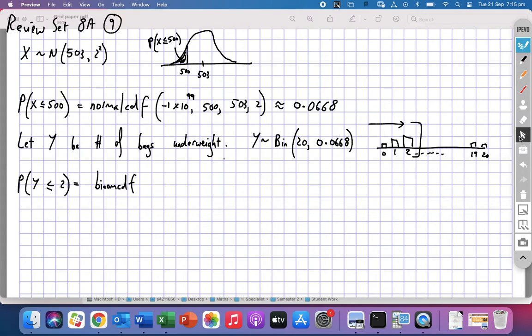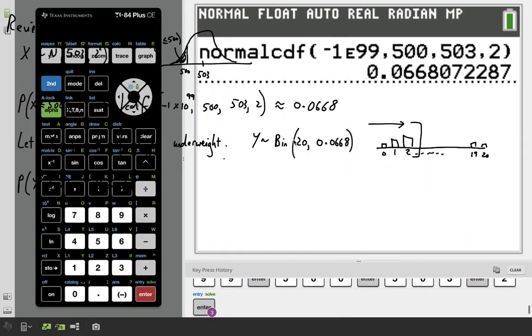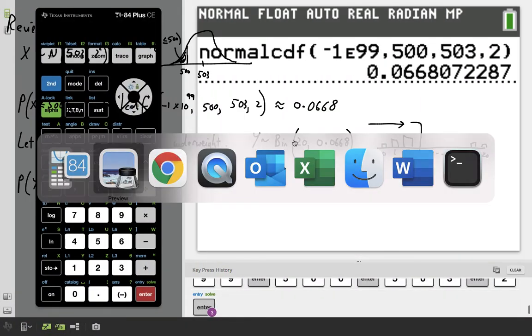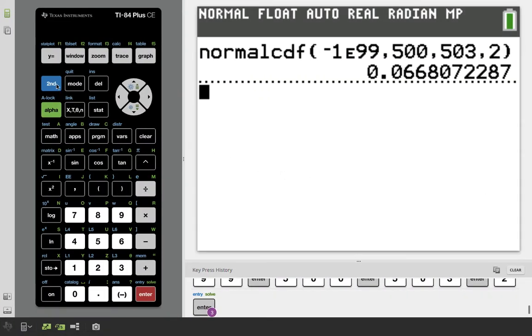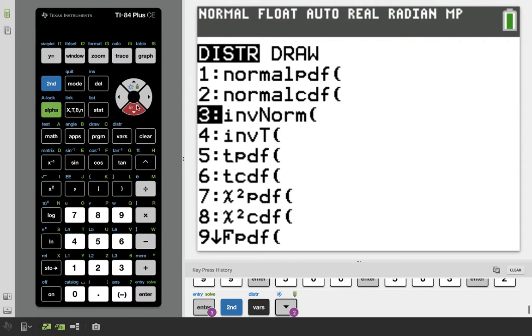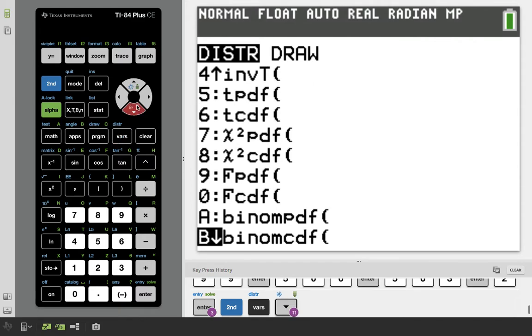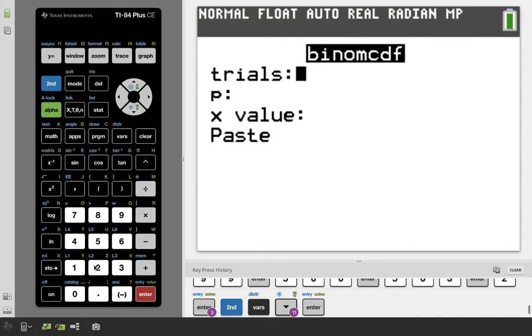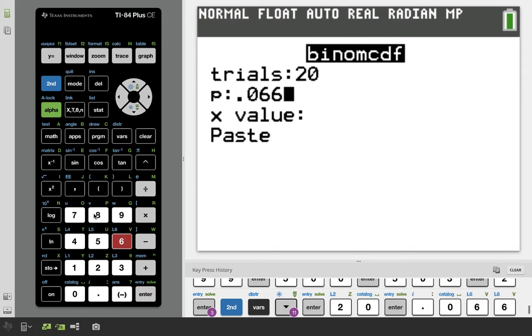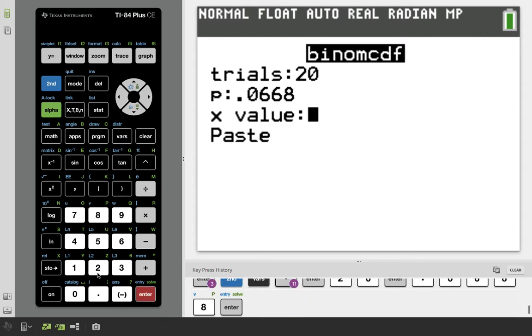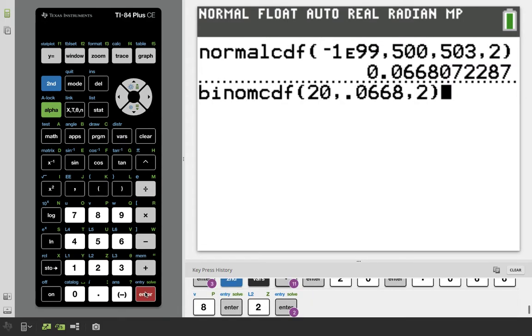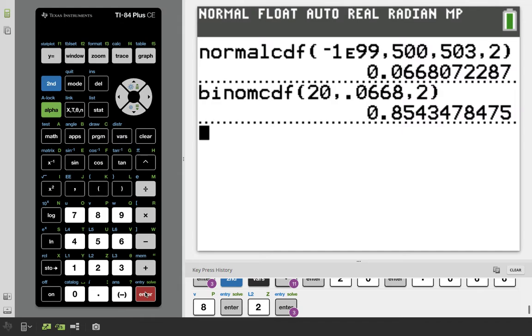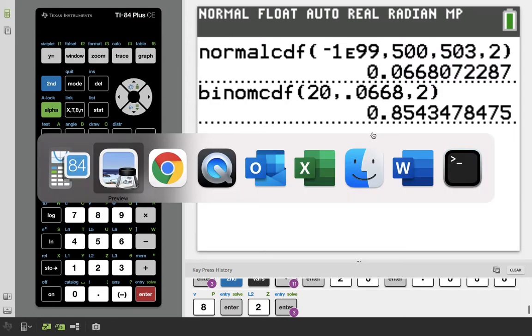So in the calculator, a lot of stuff in the way there, I might just hide that. We're doing dist, binom CDF. There it is. We've got 20 trials. P was 0.0668. We want to go up to 2. And we get a probability of 85.4%, or 0.854 is our answer.